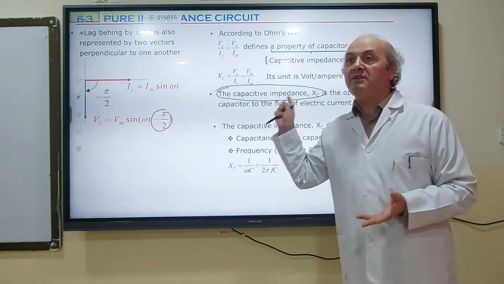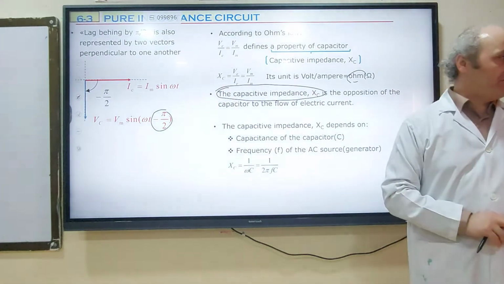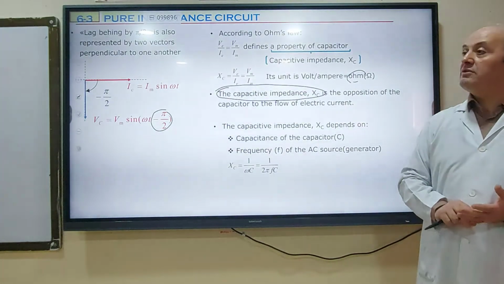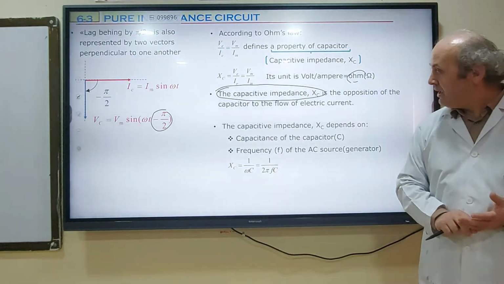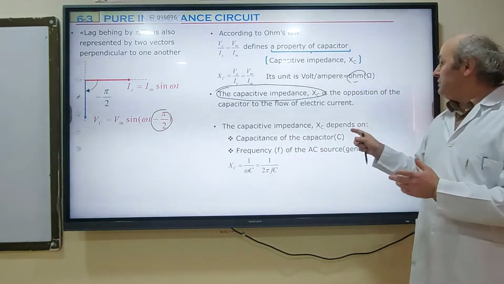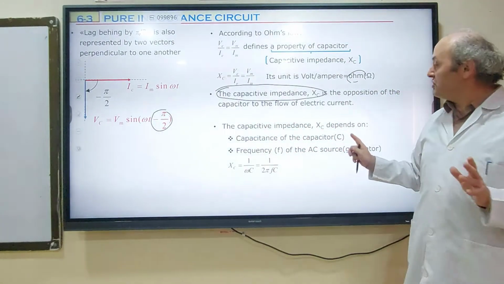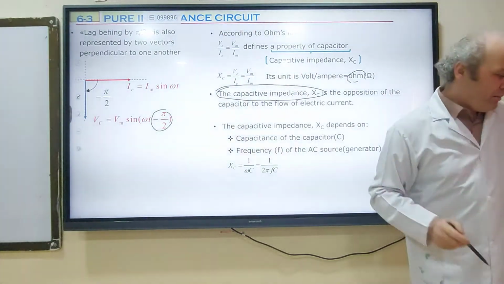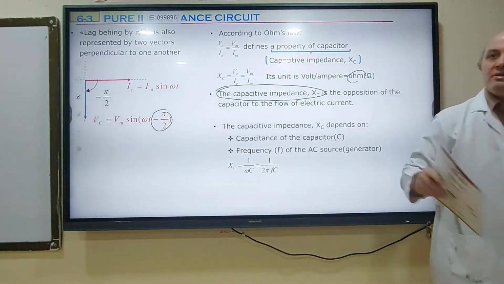Inductive impedance, capacitive impedance, all have equivalent units. Volt divided by ampere, which is ohm. And capacitive impedance depends on two quantities. One of them is the capacitance of the capacitor. Now, what does capacitance mean? Let me talk about this.